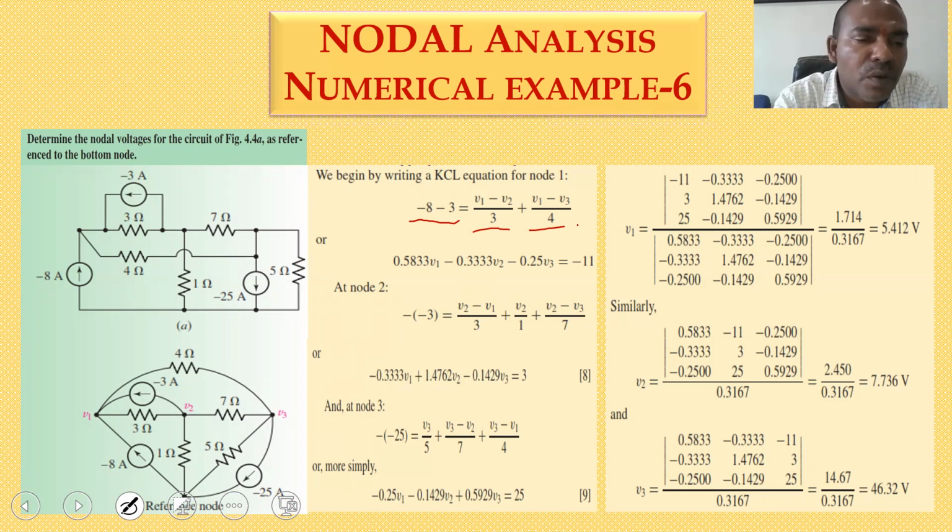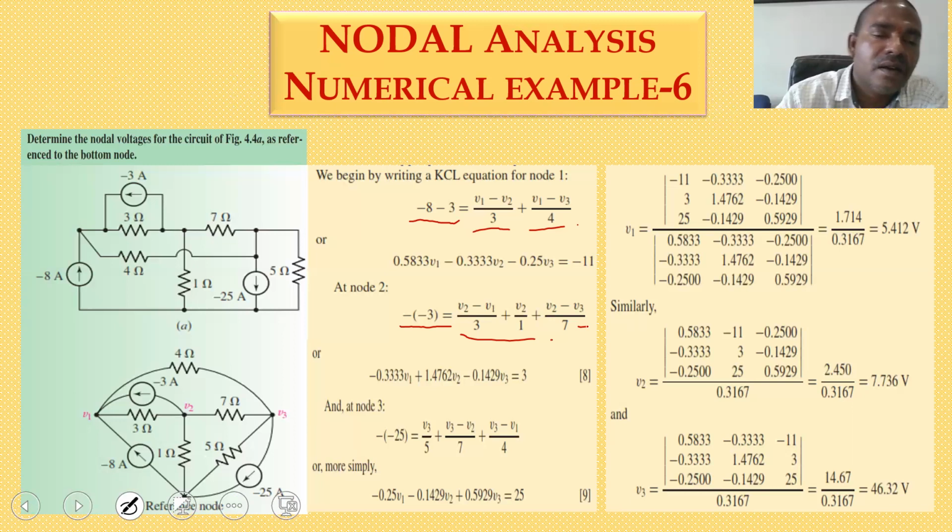Next, coming to node 2. How many branches are there? 4 branches are there: 1 current source, 3 resistors. So minus of minus, actually 3. So 3 is equal to (V2 minus V1) by 3, (V2 minus V3) by 7, (V2 minus V reference) by 1. So (V2 minus V1) by 3, (V2 minus V3) by 7, V2 by 1 is the total nodal equation.